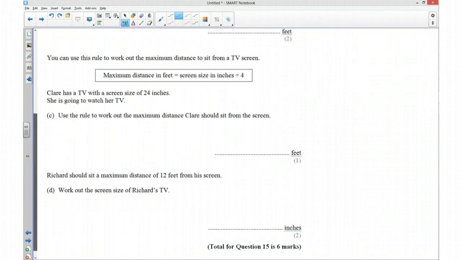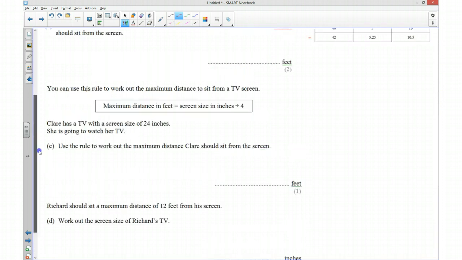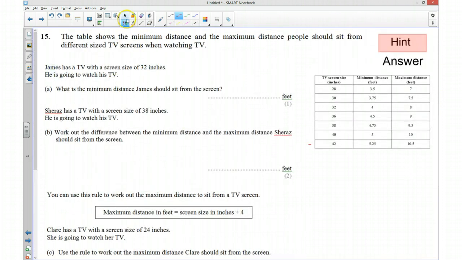And then Richard should sit a maximum distance of 12 feet from his screen. I'm guessing Richard is going to watch his TV, so work out the screen size of Richard's TV. This time we know what his maximum distance is, so we need to think about how we can use this information to decide what the size of his screen is going to be. Okay, those are my hints to this question. If you'd now like to pause the video and have a go at answering the question.